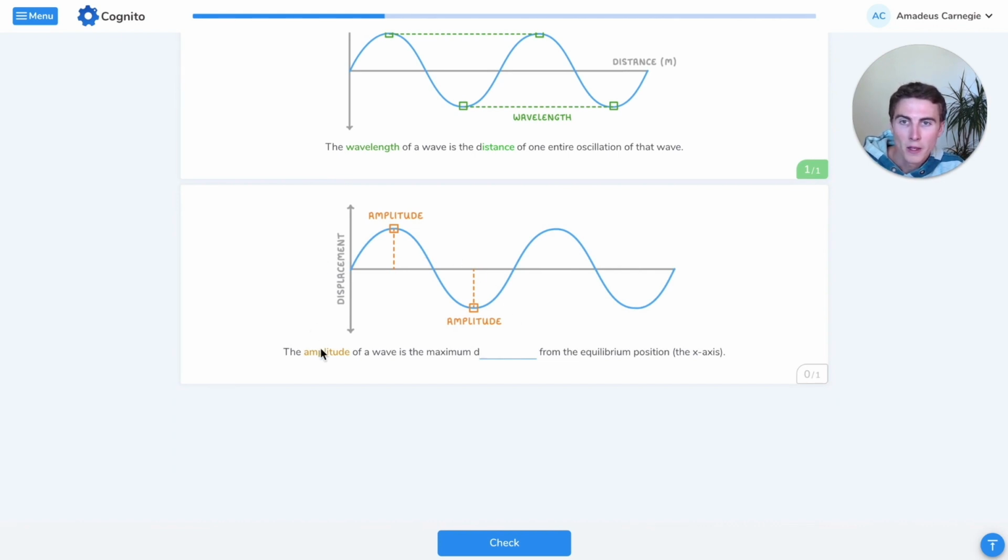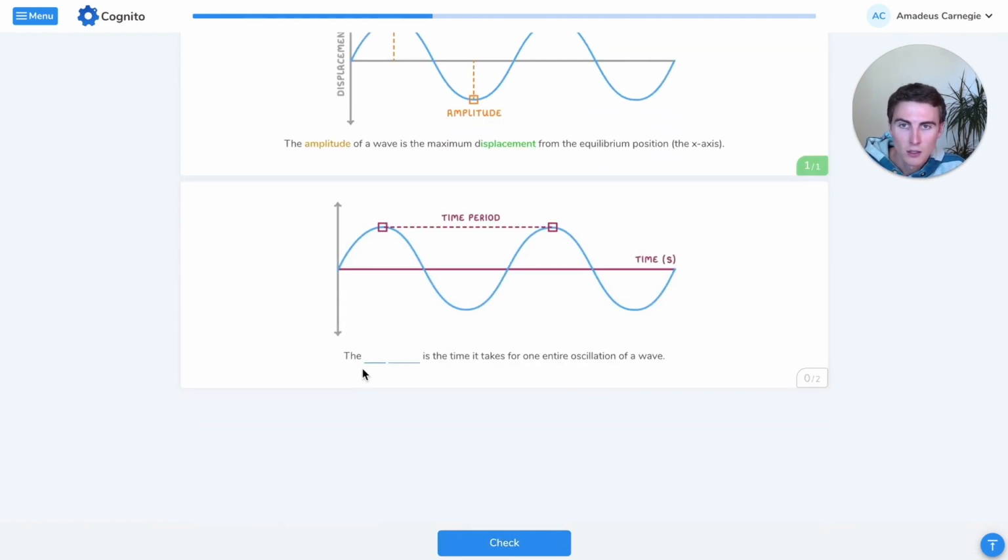Okay, next question. The amplitude of a wave is the maximum something from the equilibrium position, so from the x-axis. For this one, you might think distance as well, but actually we use a special term called displacement here. It's how much it deviates from the center. So the amplitude is from the x-axis to the very top or the very bottom. A common point of confusion is to think it's from the very top all the way to the very bottom, which is not. That would actually be two amplitudes.